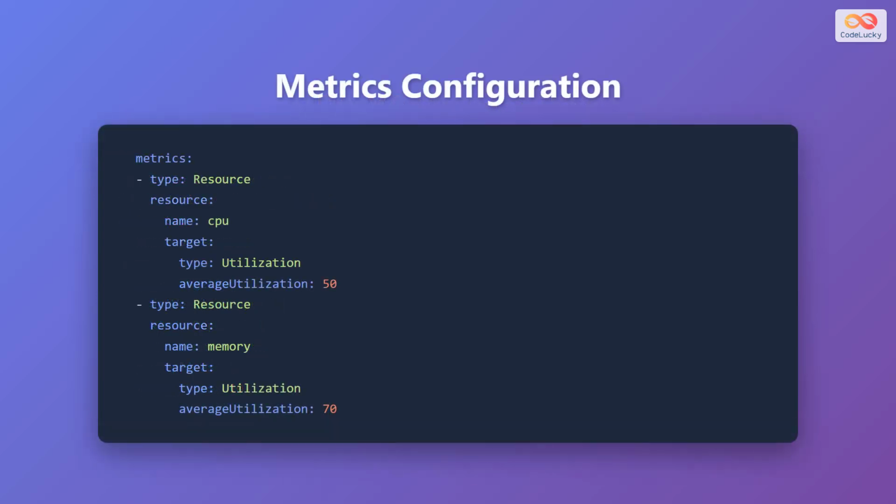The metrics section defines what HPA monitors for scaling decisions. We can configure multiple metrics. For CPU, we set the type to Resource and specify the resource name as cpu. The target type is Utilization with an average utilization of 50%. Similarly, for memory, we set the type to Resource, name to memory, and target average utilization to 70%. HPA will scale based on whichever metric requires more replicas.